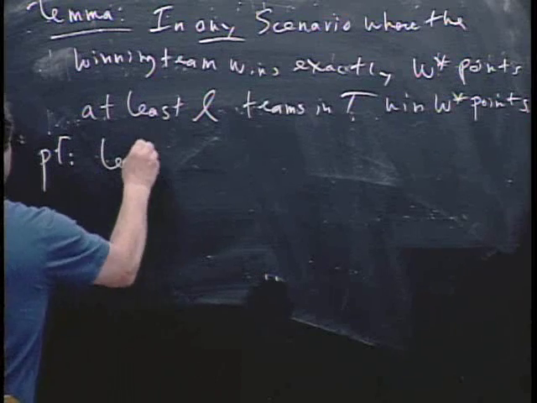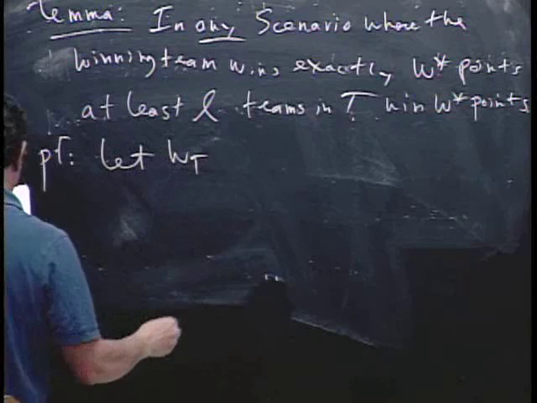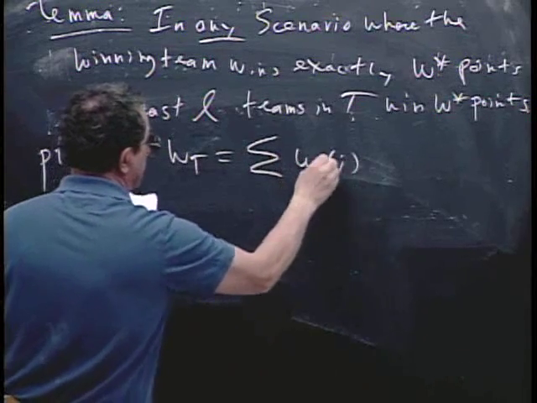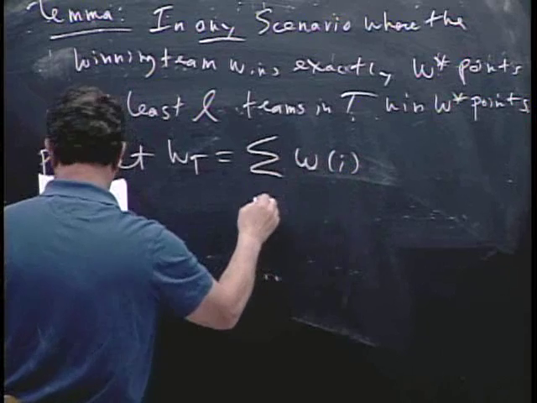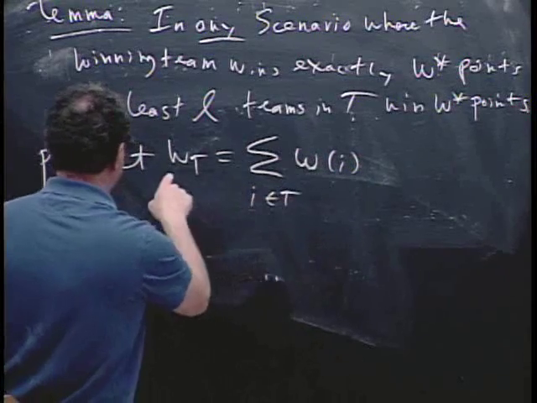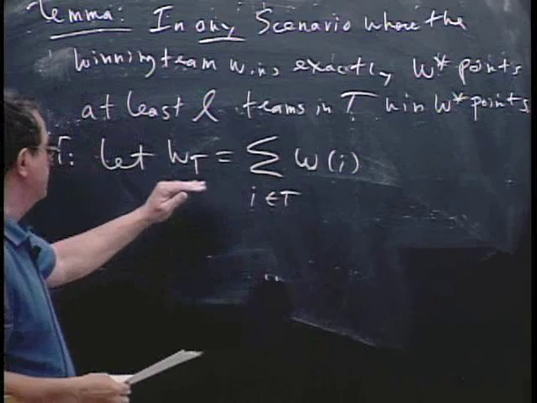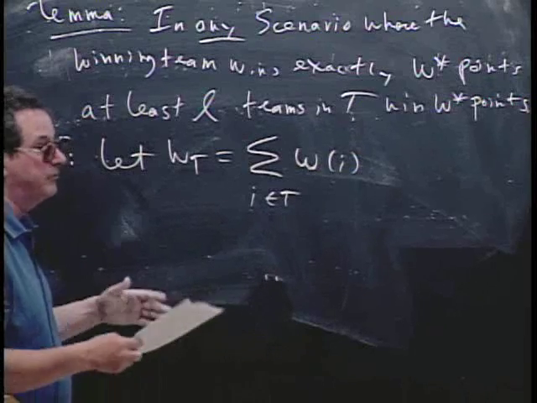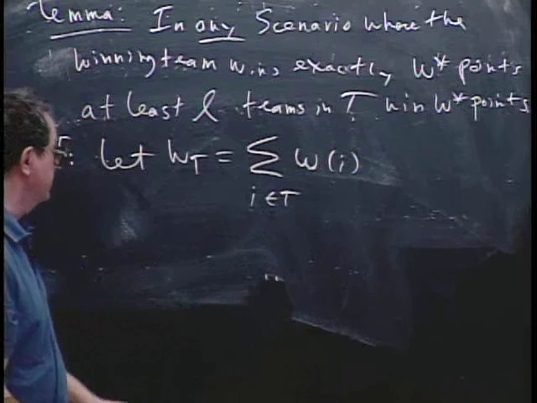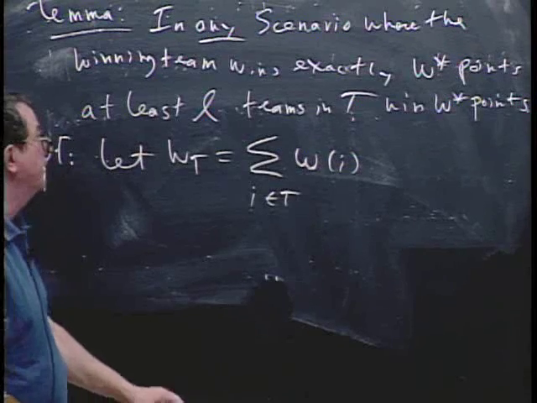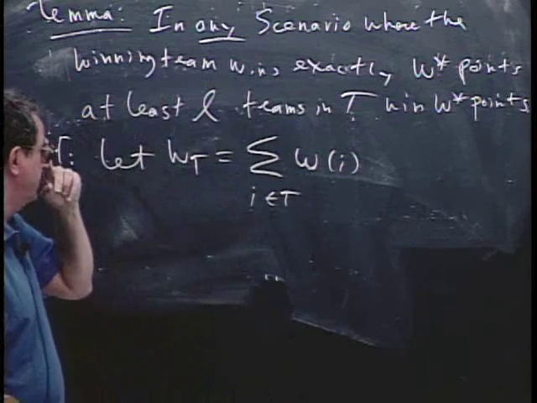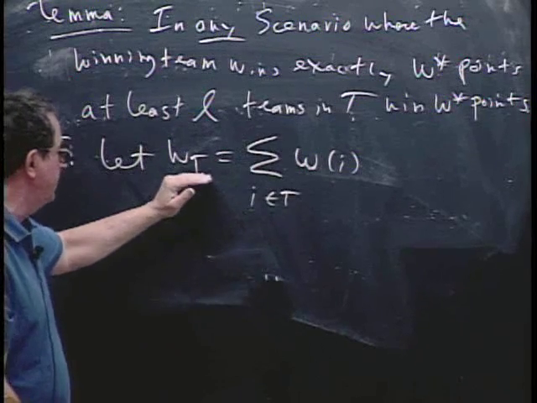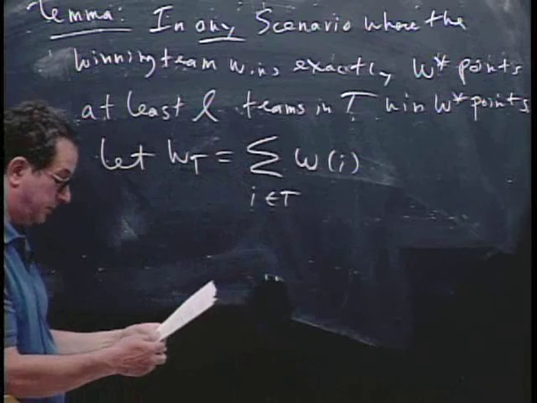Let WT equal the summation of little wi for i contained in T. So this is the number of games that the teams in T have won before we're looking at the end of the season situation, before we're looking at the scenarios that finish the year. So this is the number of games that teams in T have won up to that point in time.